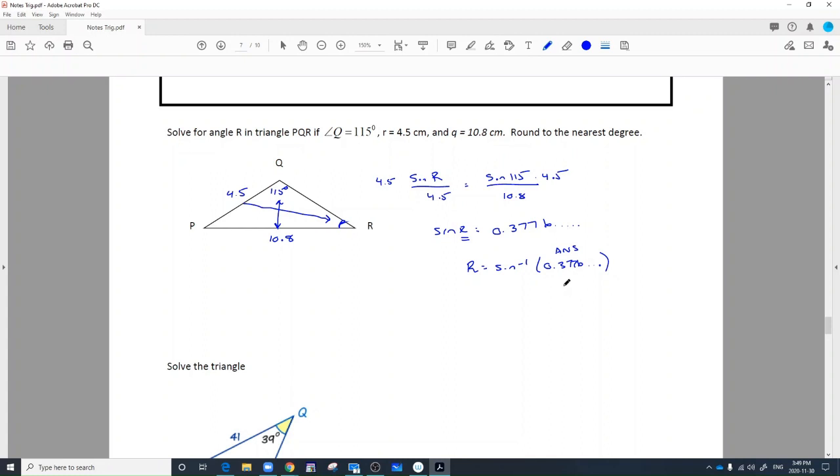And if your calculator won't do any of those, just write down at least 4 decimal places and do it. But we should get that angle R to the nearest degree is equal to 22 degrees. And that's how to solve for an angle using the sine law.